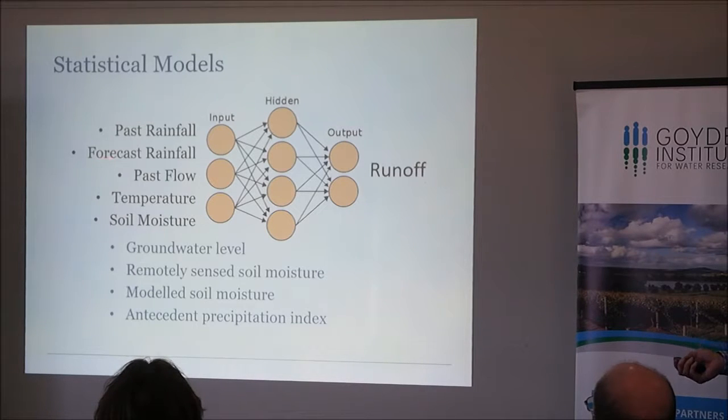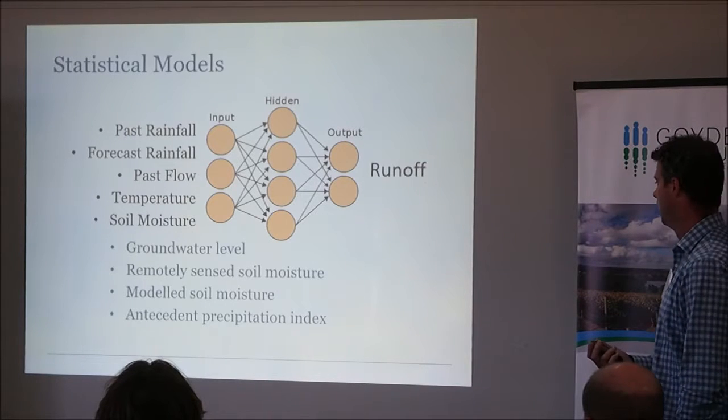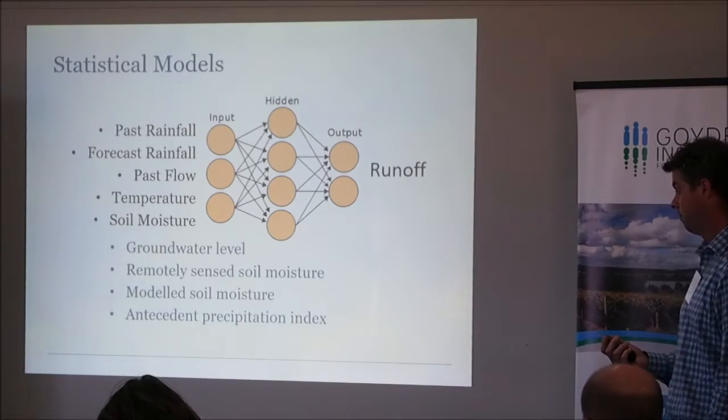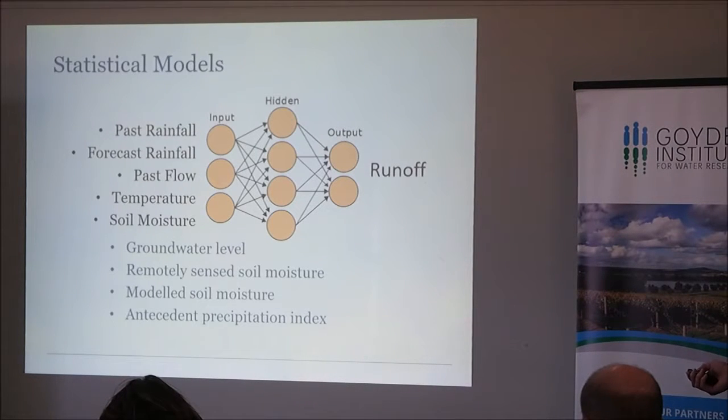We used groundwater levels. We also used some remotely sensed data, a soil moisture product developed by one of the institutes in Europe. We used the bucket sizes from that conceptual model, so modelled soil moisture, and we used the antecedent precipitation index, used in flood modelling a lot, which represents the recent rainfall decaying away in time. So are these things useful to help predict what the runoff is going to be for the next month?